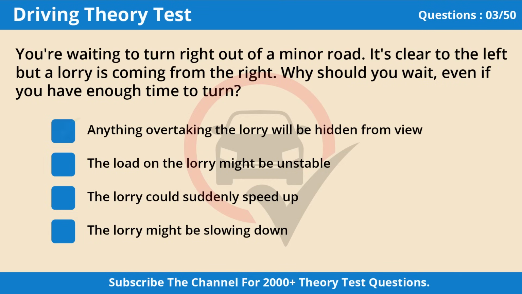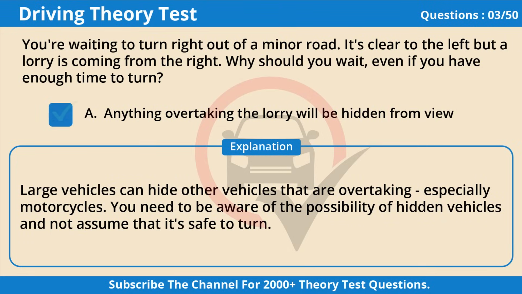A. Anything overtaking the lorry will be hidden from view. Large vehicles can hide other vehicles that are overtaking, especially motorcycles. You need to be aware of the possibility of hidden vehicles and not assume that it's safe to turn.